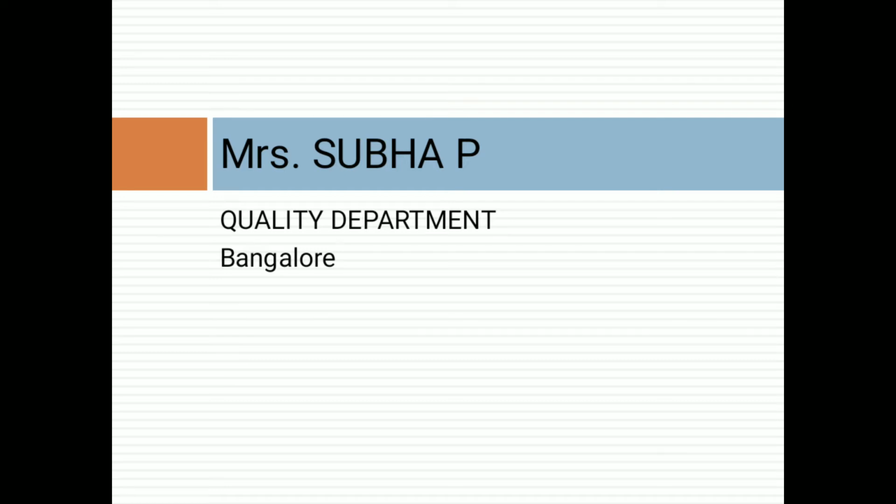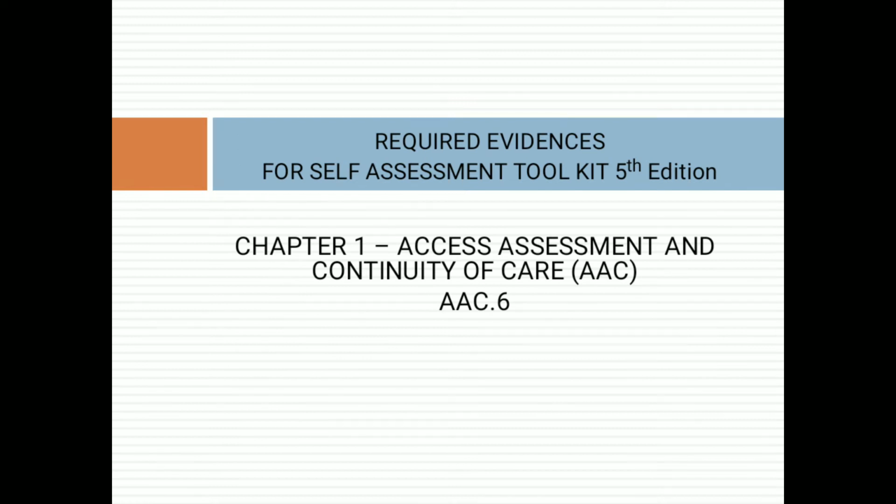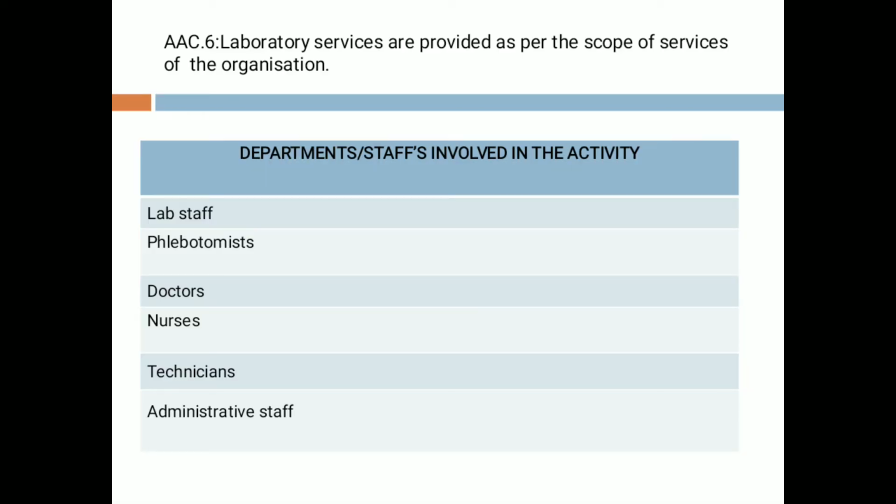Today we are discussing the standard AAC.6 of NABH 5th edition, the evidences required for the standard AAC.6. AAC.6: Laboratory services are provided as per the scope of services of the organization. The departments and the staff involved in this activity are lab staff, phlebotomists, doctors, nurses, technicians and administrative staff.